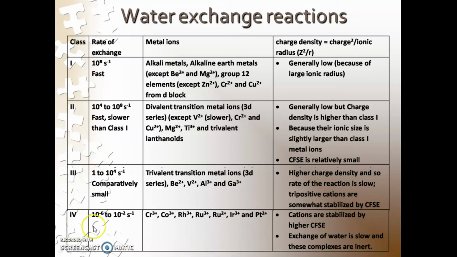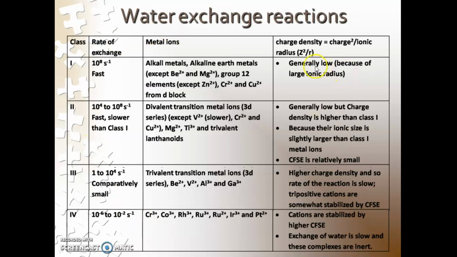The tripositive cations are also somewhat stabilized by CFSE values. The last class of metal ions, class 4, show a very slow exchange rate. The exchange rate is 10 power minus 6 to 10 power minus 2 seconds inverse. Now, when we look at the metal ions that fall under this category, we already know that chromium 3+ is an inert metal ion, and all other metal ions form low spin complexes. So when we have the low spin complexes, we know that they are highly stabilized by their higher CFSE values. So because of that, the exchange of water is low and the complexes are inert.